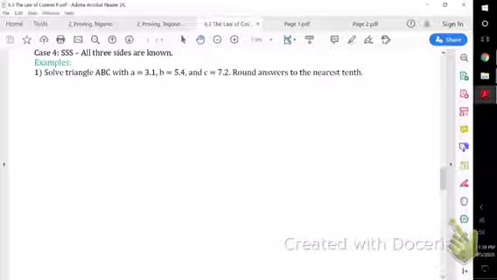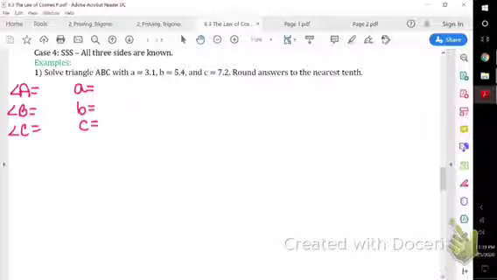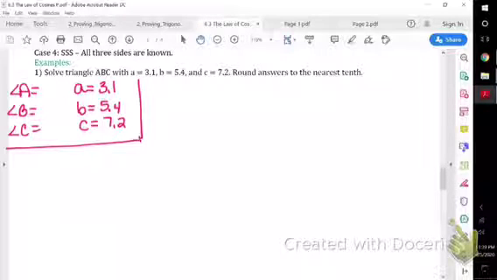Alright, so we're solving the triangle, so I'm going to go ahead and set up my little answer box. And let's see, I'm going to fill in what I know. And I know that once this is filled in completely, we are done. Now, how do you know what you're going to use? You've got to look at the information that's given to you, okay, guys?